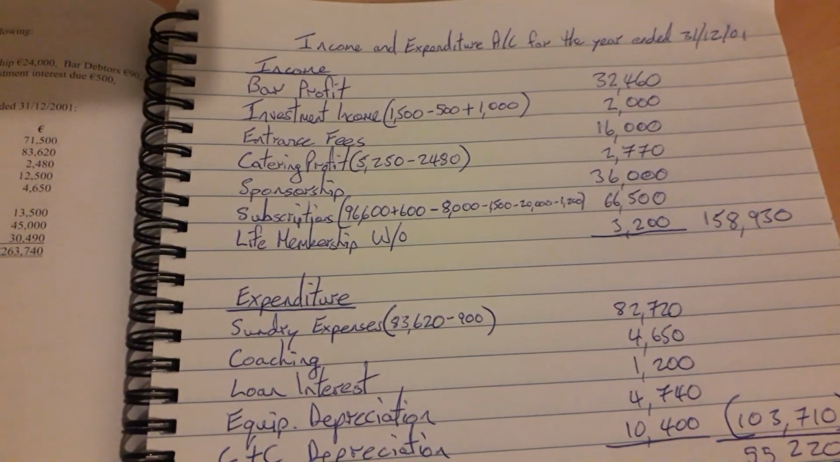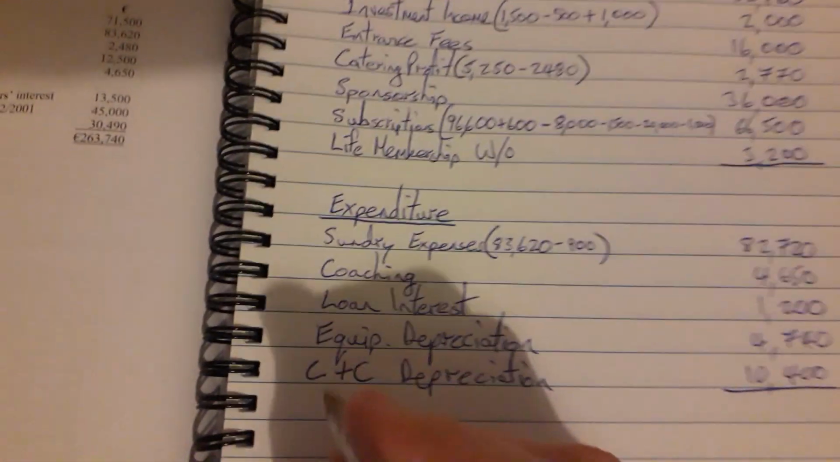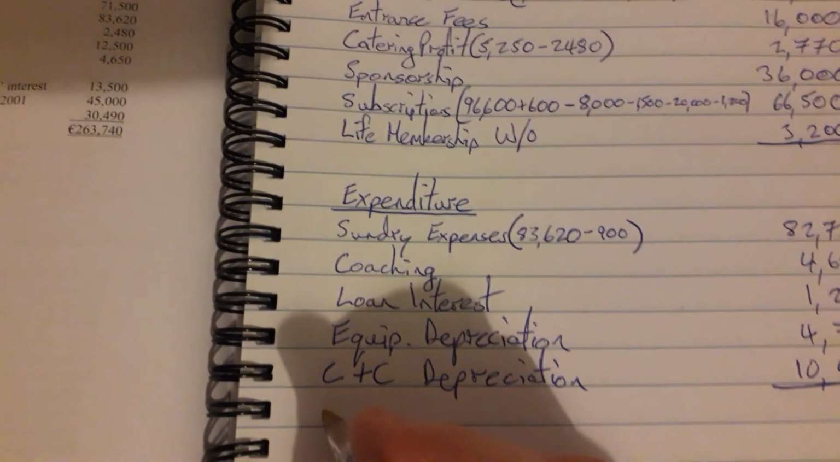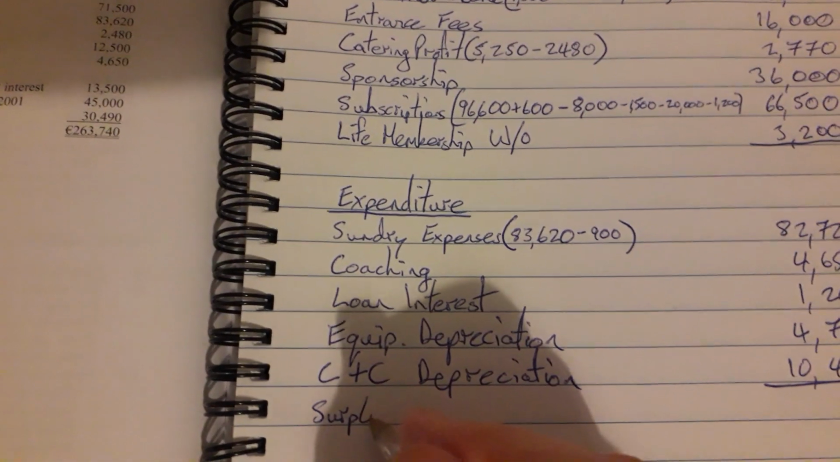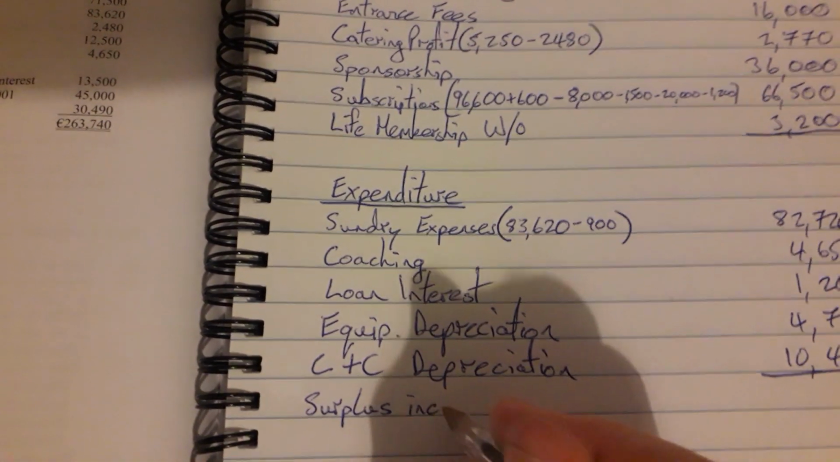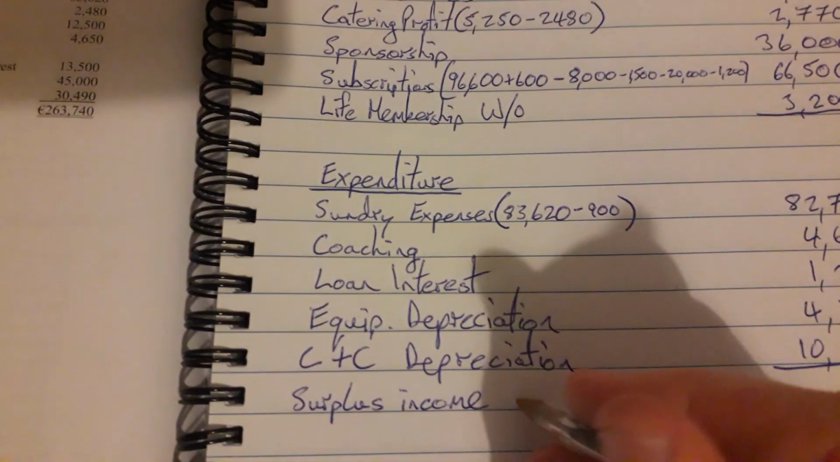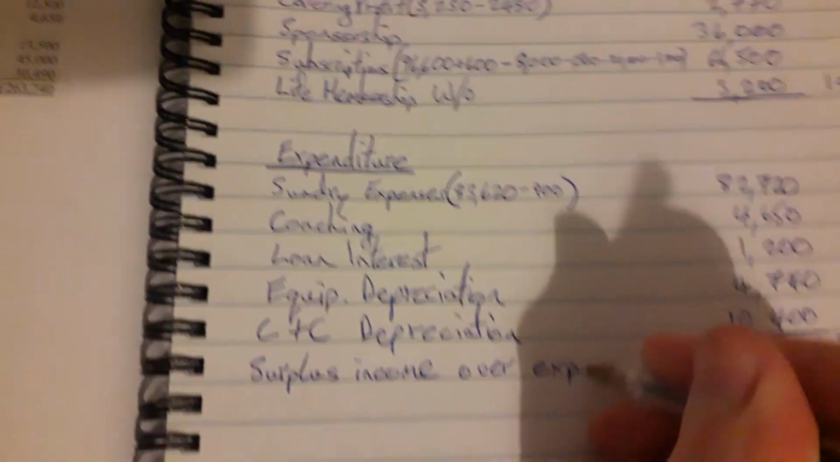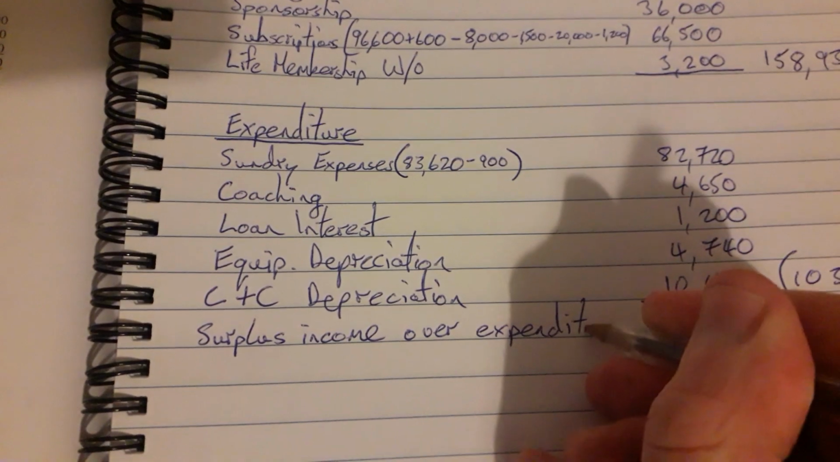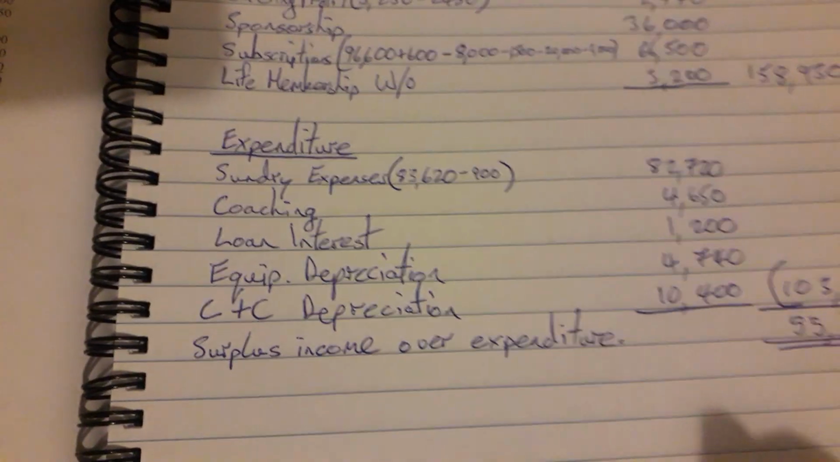And if this were a for-profit business, it would be the net profit. But since it's a not-for-profit business, it's a club, we'll call it surplus. Since there is more income, surplus income, more income if you like, over expenditure. And that's it.